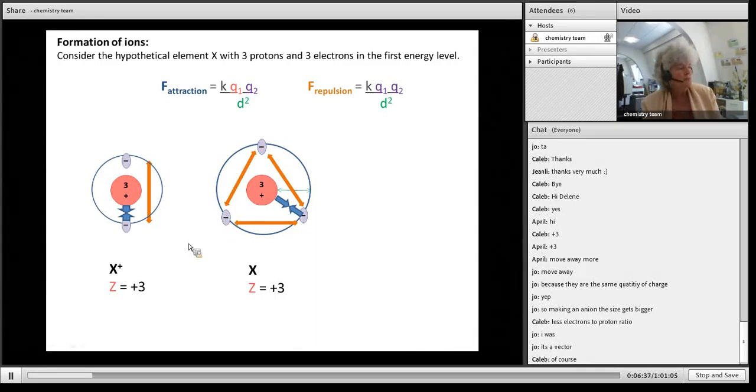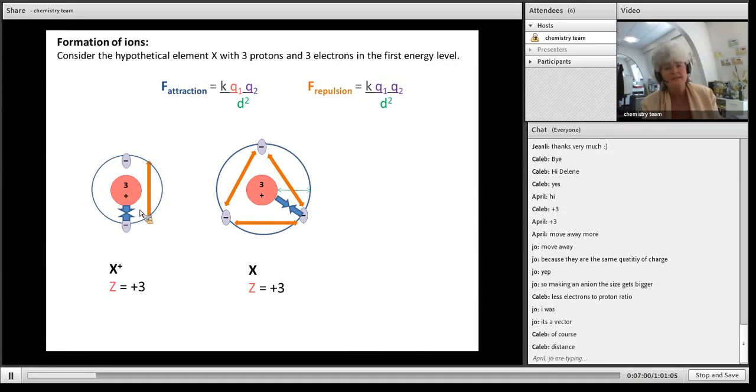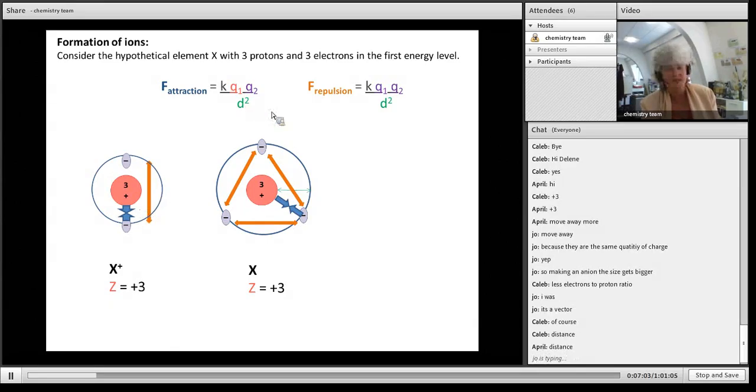Okay, but can you see that this attractive force has actually increased from the atom to the ion? And why has it increased? I've just told you that the nuclear charge is still +3 and the charge on the electron is still -1. What has changed? The distance, this bit over here. Because there's less repulsion, the electrons come closer to the nucleus, which allows this attractive force to get stronger and pull it in even a bit more closely.